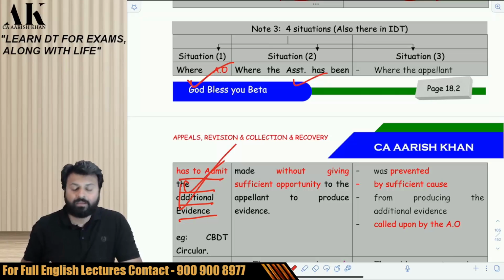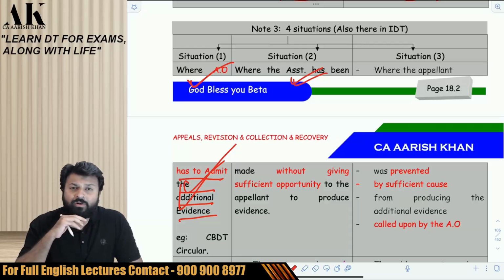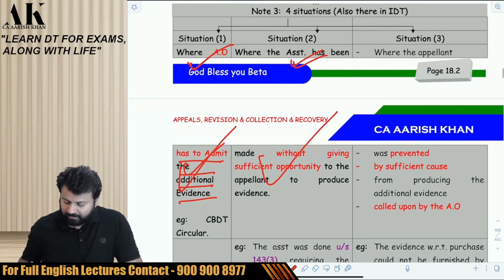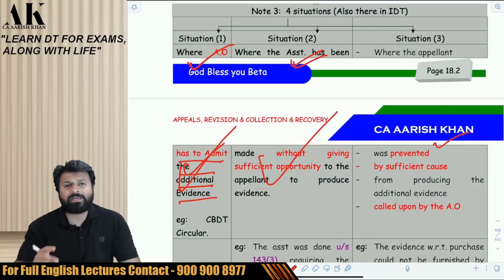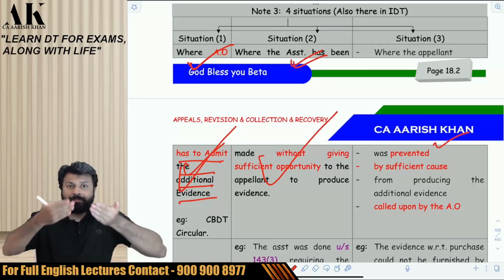Second, suppose AO has passed an order without giving you sufficient opportunity. AO has asked for certain documents from you and you are not giving the documents. So you ask for 10 days time from the assessing officer, but the assessing officer says that I am not giving you 10 days, and he passes the order. That is wrong. That evidence you can put forth in front of the CIT appeal. Third, suppose AO has asked for certain evidence from you, and you are not able to give that because you are prevented by sufficient cause.